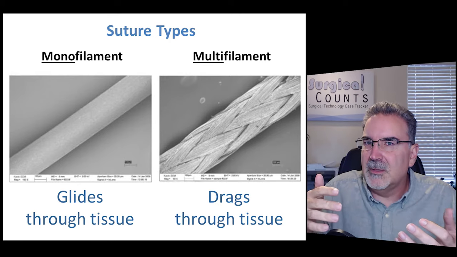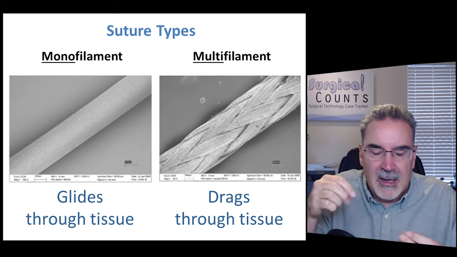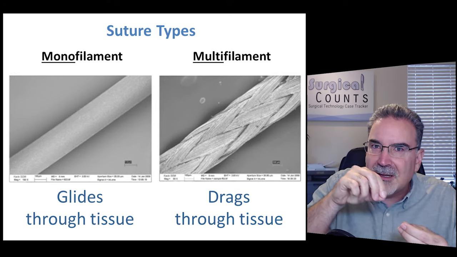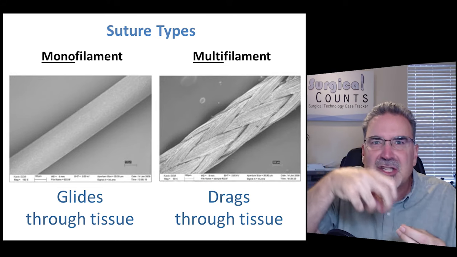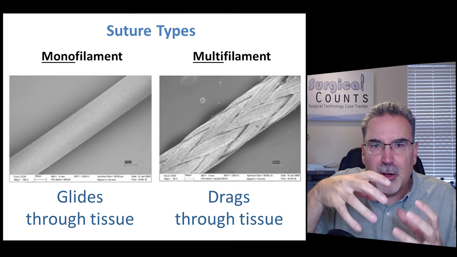Whereas a multifilament suture tends to be rougher. It has all these little edges and little nooks and crannies on it. So as you're pulling it through that very delicate tissue, it's going to tend to catch and drag on that. And it's going to tear it a little bit. It's going to create a little bit larger opening.